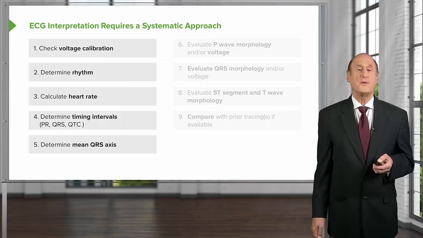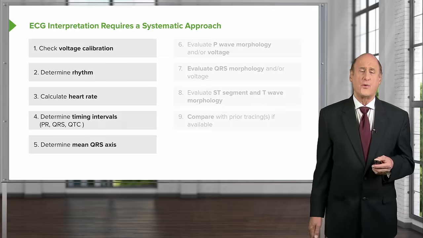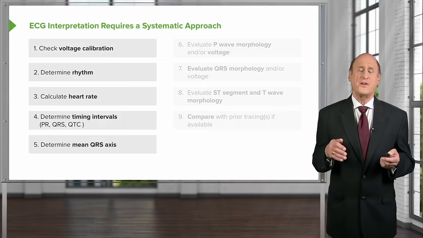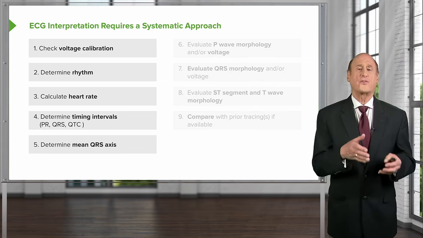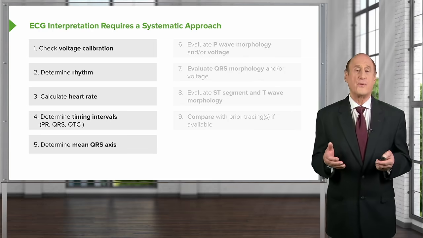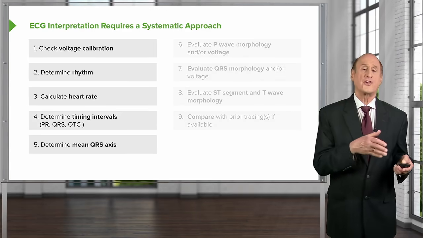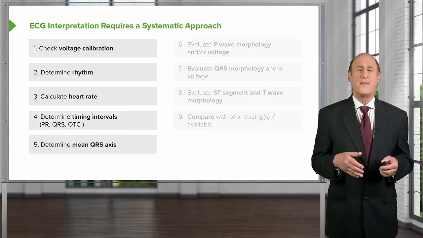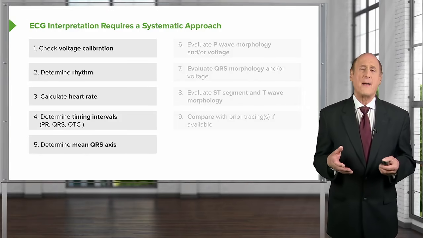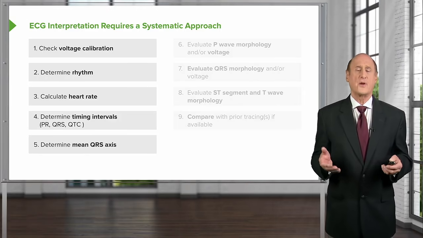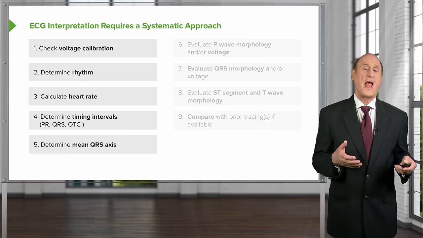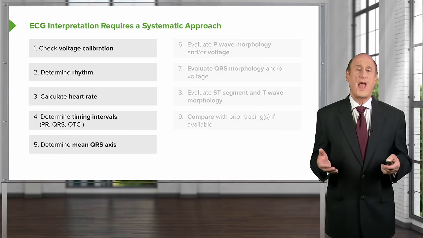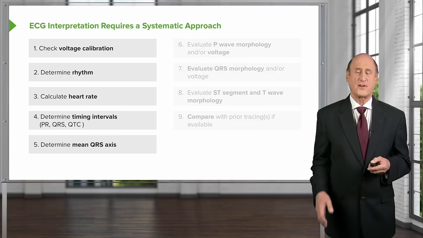We would then determine the electrical axis. In other words, what is the main vector force of the electrical depolarization wave? What direction is it going in? And there's a certain normal area for that. And for example, if you have abnormalities of the ventricular mass, you can get abnormal electrical vectors.